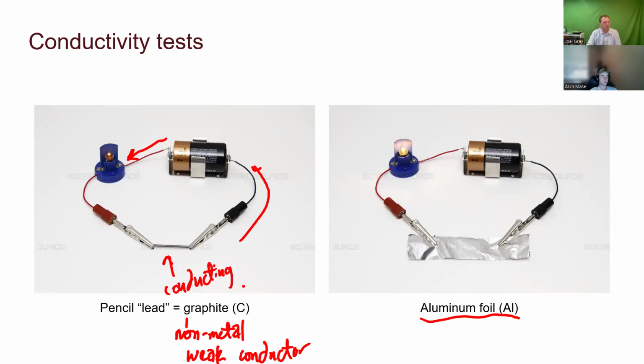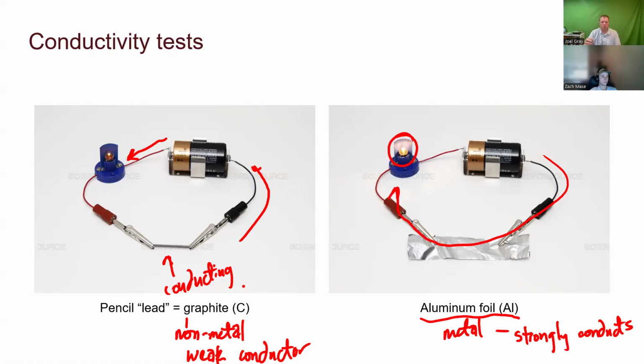That aluminum foil is just a bunch of aluminum atoms, and lo and behold, it's a very strong conductor. So I'll go ahead and say this metal strongly conducts. The electric current flows through the metal, goes to the light, and we're good.